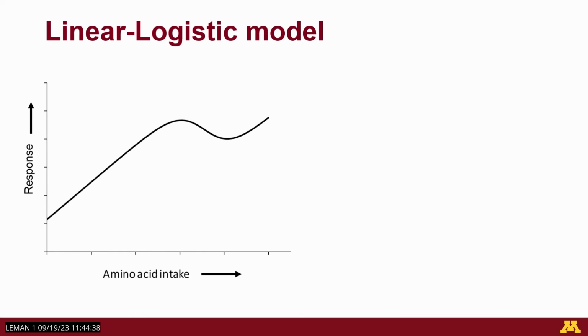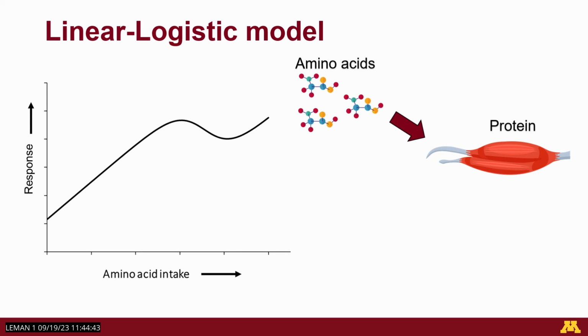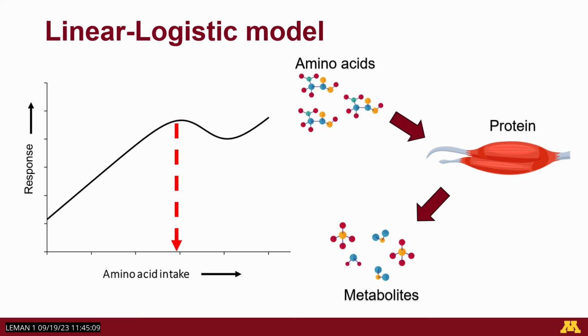Now, why does this response happen in animals, and what does this response mean? We know that when we provide amino acids to pigs, they will start building protein, right? So this is the point where, based on the data we have, we can say that the amino acid intake maximizes lean tissue deposition. What happens after that point, where we provide animals with greater levels of amino acids, is they start to break it down. Their amino acid catabolism increases, and this amino acid catabolism biosynthesizes different metabolites that are associated with health.